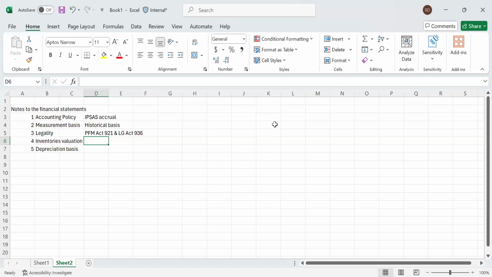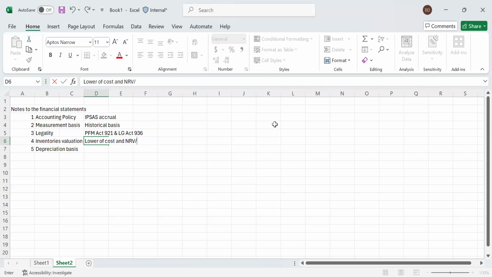Okay. And then note 4. We say note 4 is what? Inventories. So how were the inventories valued? Inventories were valued depending on if the inventories were used for a fee. So for that one, you will say inventories were valued at what? The lower of cost and what, please? Net realizable value.